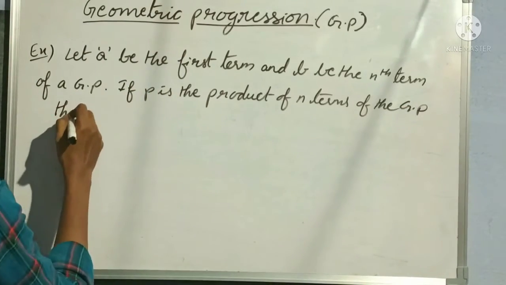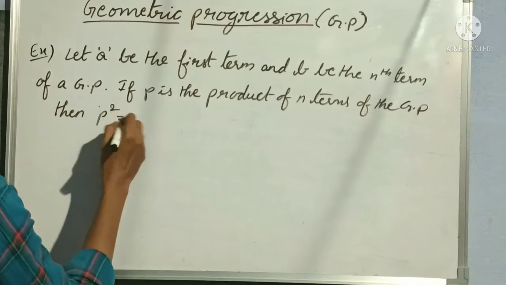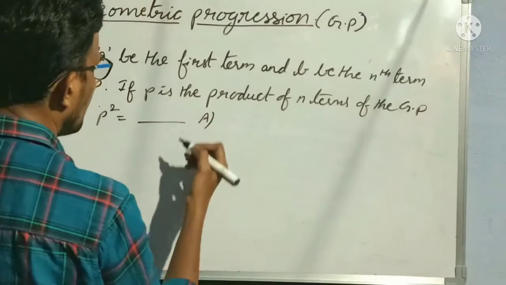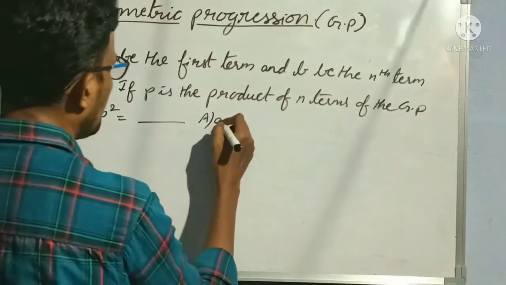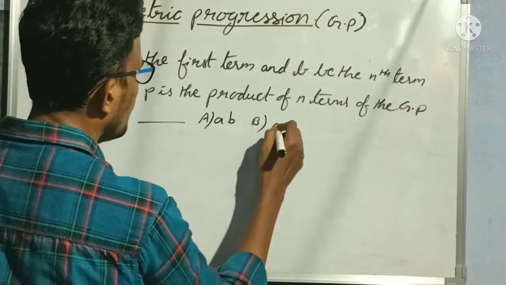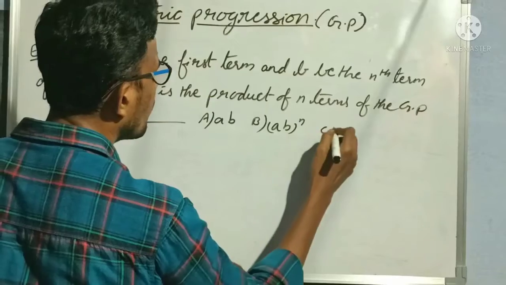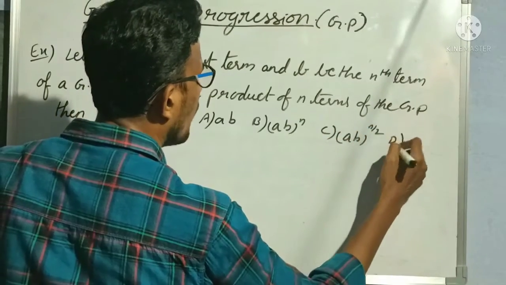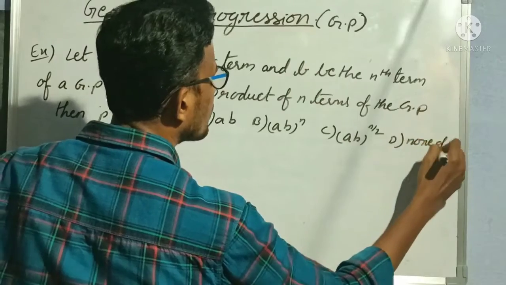Then P square is equal to dash. Your options: option A, AB; option B, AB whole power n; option C, AB whole power n by 2; option D, none of these.